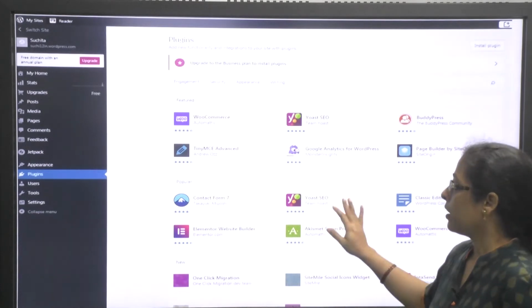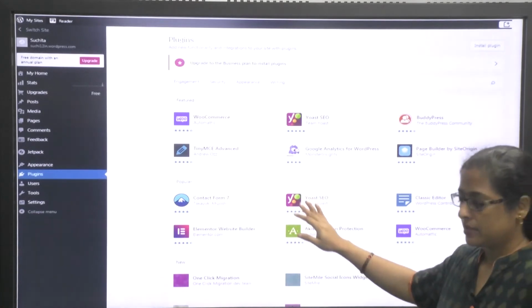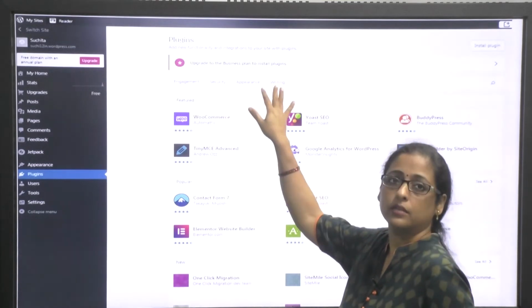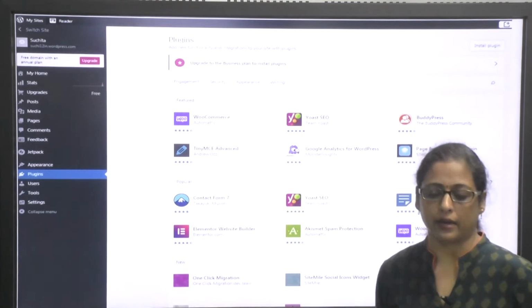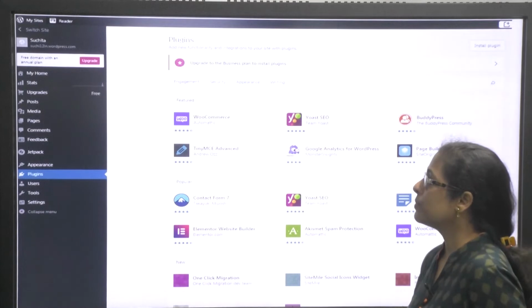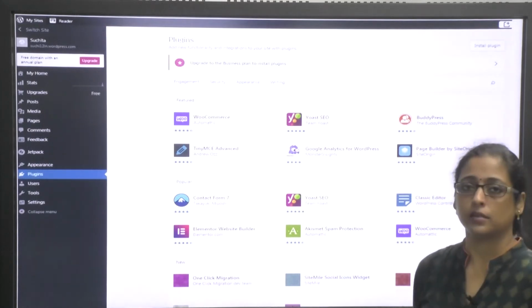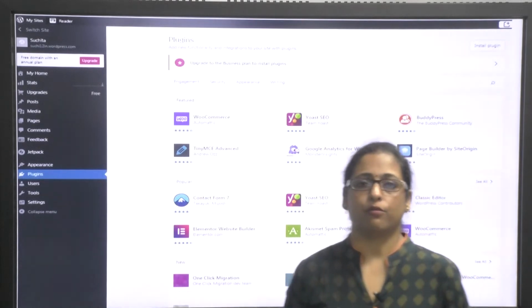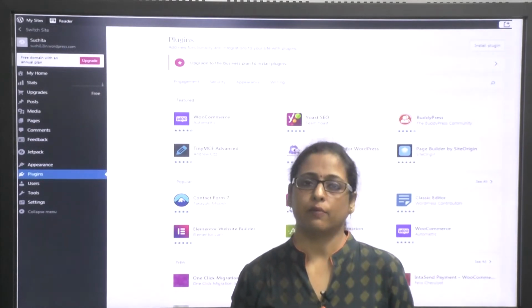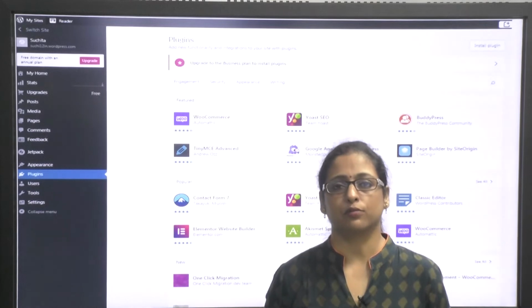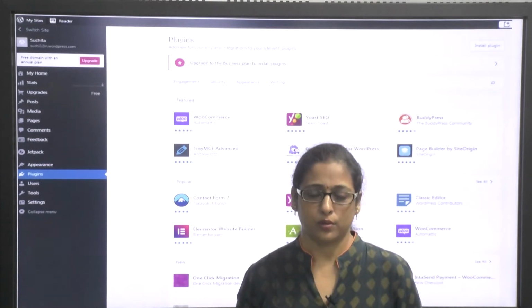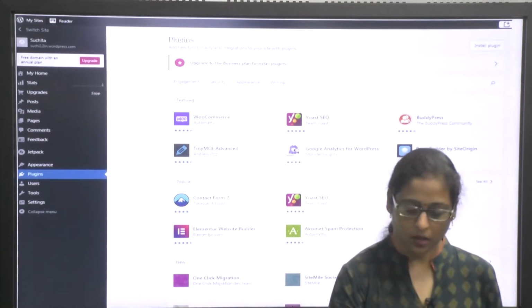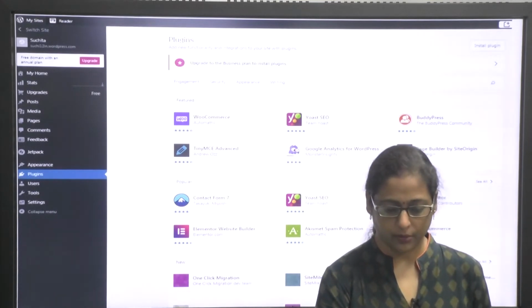Now, besides these 3 major categories, there are a few other categories also. These are the 4 other categories, which are engagement plugins, security plugins, appearance plugins, and writing plugins. These 4 categories are basically developed on the basis of the purposes that they solve. So, let us understand all of them one by one.